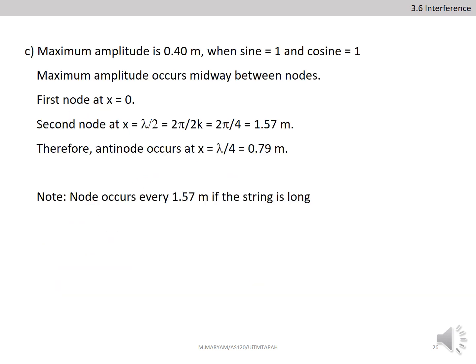So t is not changing, because the maximum amplitude occurs when cosine equals 1. So the maximum amplitude is 0.4 meter, which we found in part A, when sine equal to 1 and cosine equal to 1. So actually the maximum amplitude occurs midway between nodes.